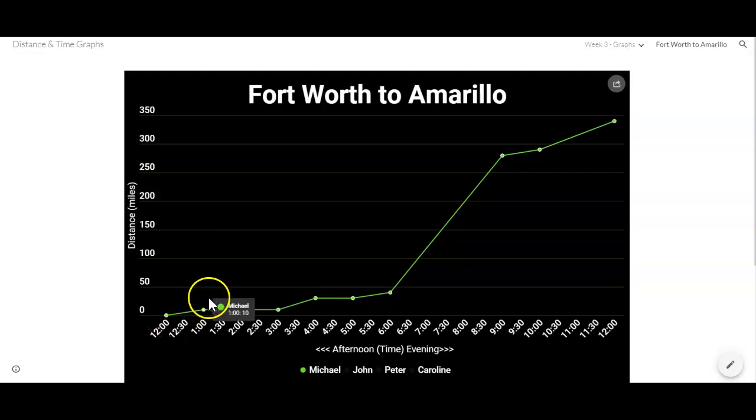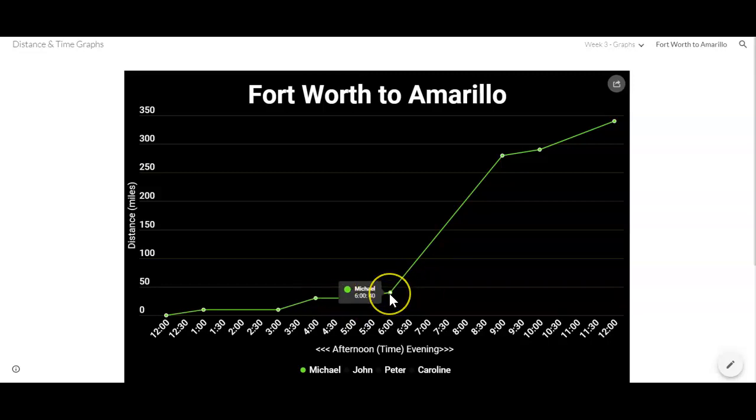So 12 is 0. And then at 1 o'clock, 10 miles. Haven't gone very far. Then the next dot is at 3 o'clock, also 10 miles. Then at 4 o'clock, it's at 30. So I've gone from 10 miles to 30 miles from 3 to 4. So that would be 20 miles. And then from 4 to 5, I'm still at 30 miles, so that's not very far.